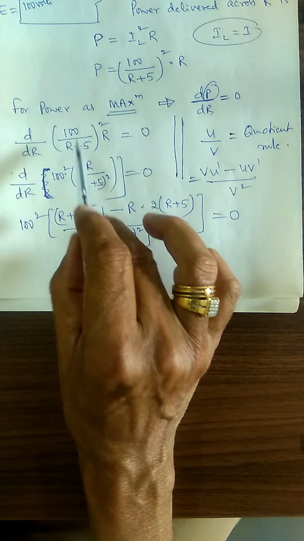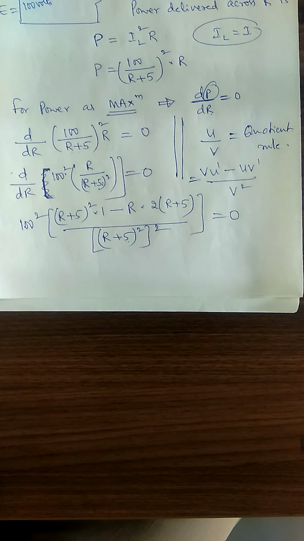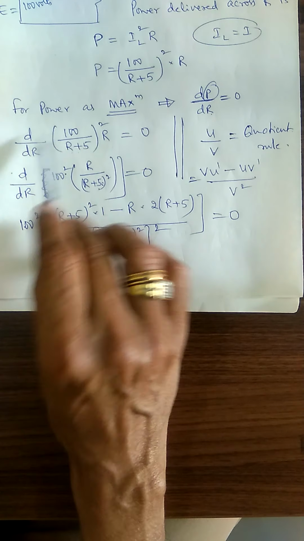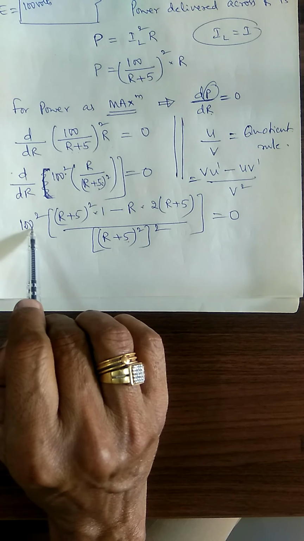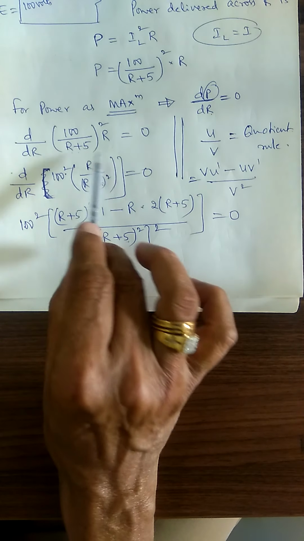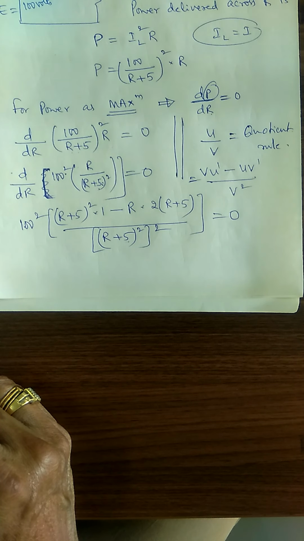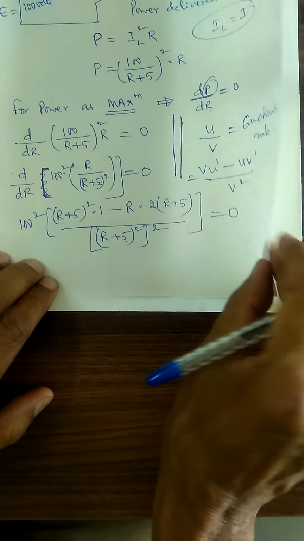Differentiation, you have to do it, U divided by V. This is U, this is V. R I have taken inside, 100 square I have taken outside, because 100 square is a number. That one I will keep as it is. Only the variables I will differentiate using the U by V rule, the quotient rule. Clear? Next step.